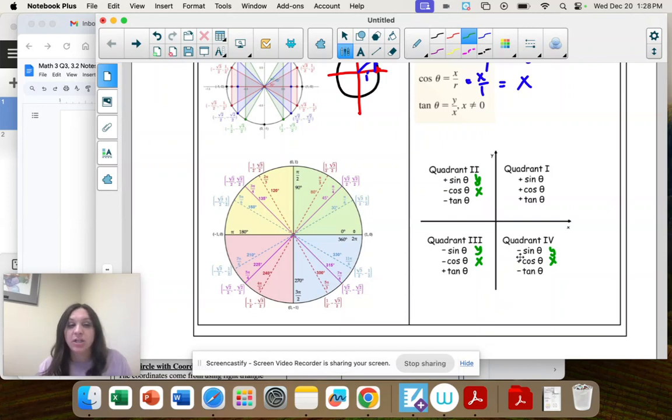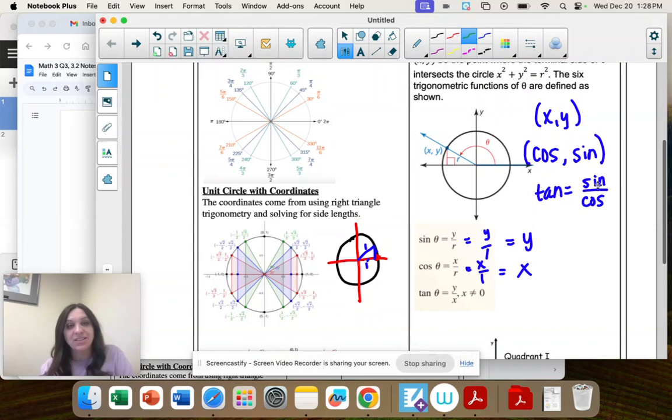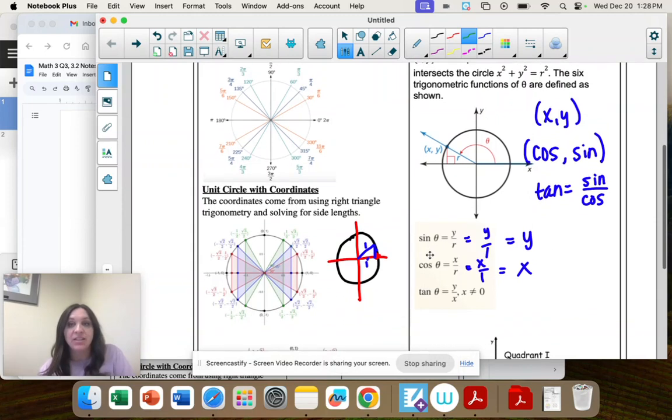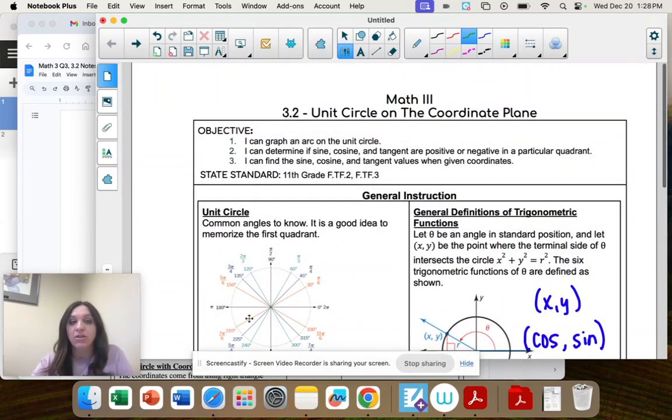So sometimes, depending on your answers, you're going to have to know if those values are positive or negative in that quadrant. But just remember, cosine's x, sine is y. And the difference here is we're just adding these coordinate values on our unit circle.